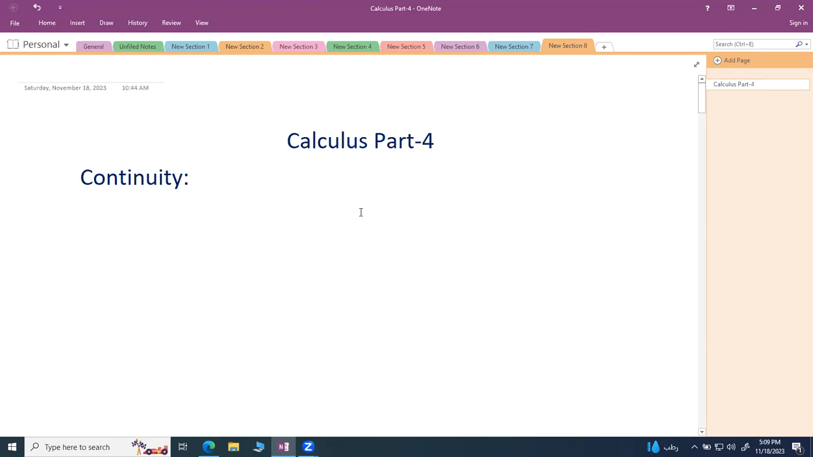Calculus part 4, continuity. First I will write the definition. Continuity definition.